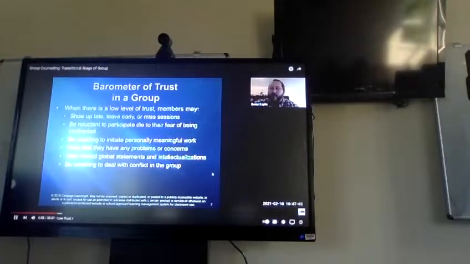So how do you gauge whether trust has been established, right? I said in the initial stage, the goal is to establish trust. You can determine that there's a low level of trust, potentially, I don't want to say guaranteed, but potentially you can see there's a lack of trust based on attendance. So if people are showing up late, people are leaving early, people are missing sessions.